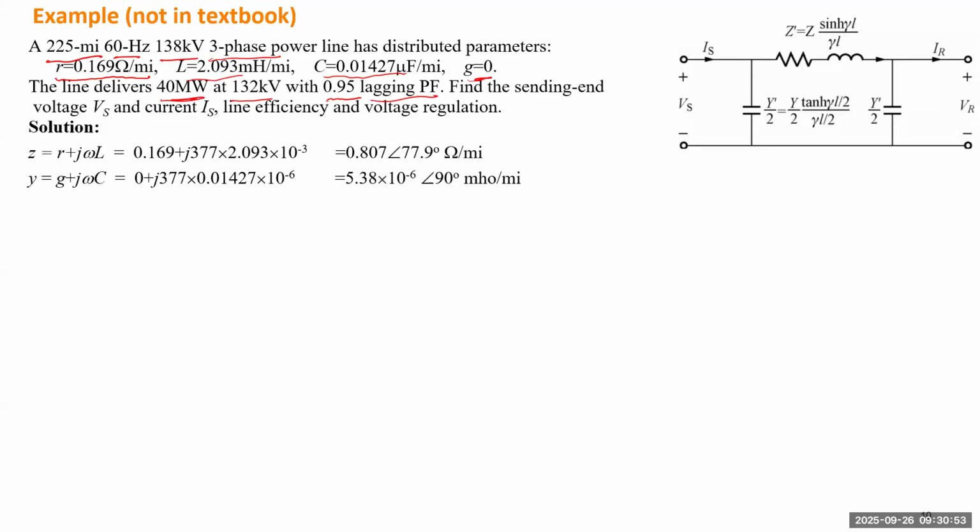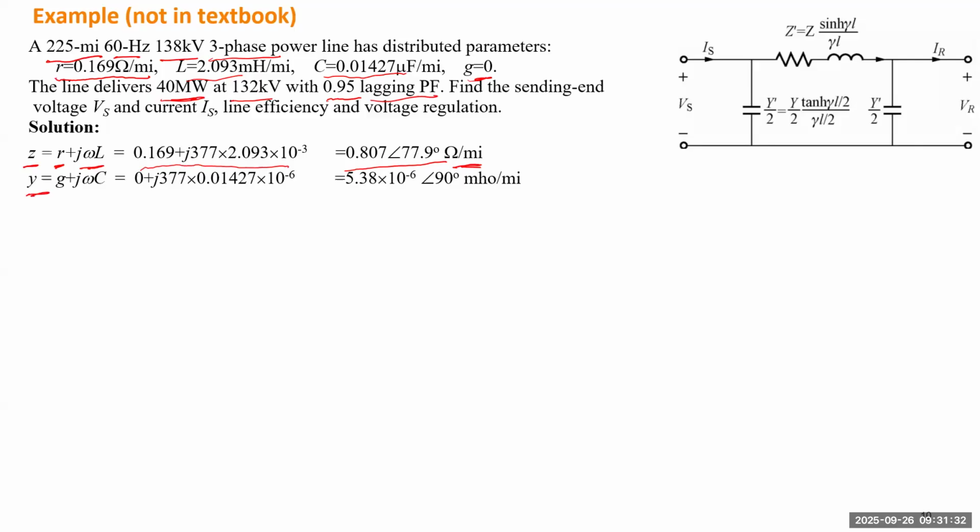All right, so first we calculate the impedance per unit length, which has real part R and imaginary part jωL. Omega is just 377 for 60 hertz. Then you do the calculation, and you have either the real and imaginary parts, or the polar form with the magnitude and angle. The unit of Z is ohm per mile.